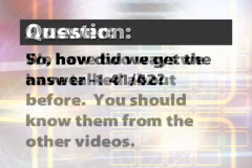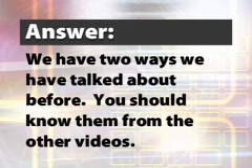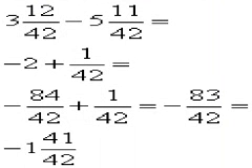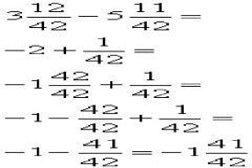We have a couple ways that we learned from our previous videos. First way that I like is to change the 2 to 84/42 so we can add the fractions, then finally reduce. The second way is to change the 2 to 1 and 42/42, then add the fractions, then combine with the -1 to finally get -1 41/42.